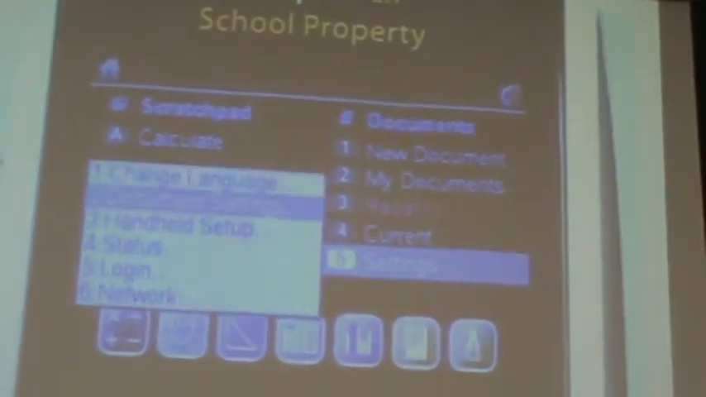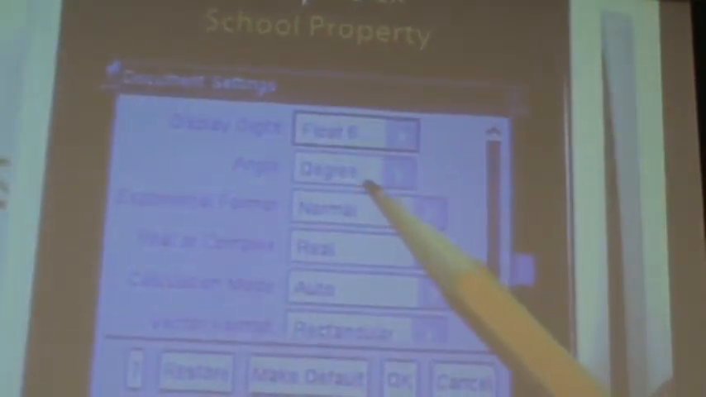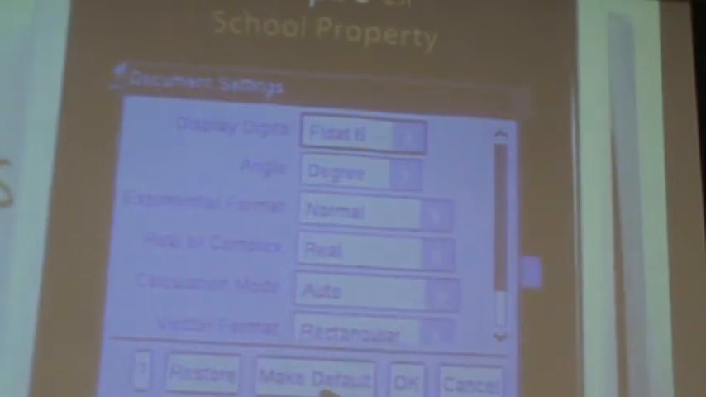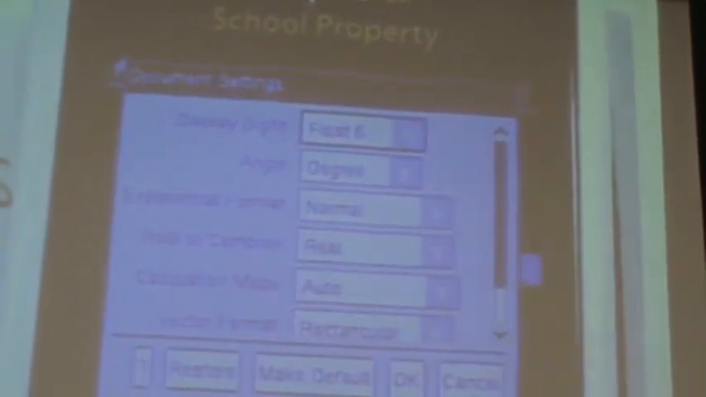You're going to go to Document Settings, which is 2. And that should be in degree. The angle is in degree. And make sure you hit Make Default. Scroll down to Make Default and then hit OK. Okay, mine's already done. If you don't do that, I think the calculator toggles back and forth from degree to radian.